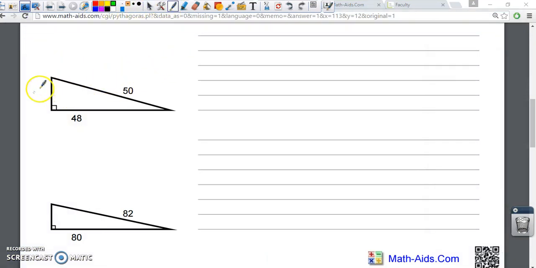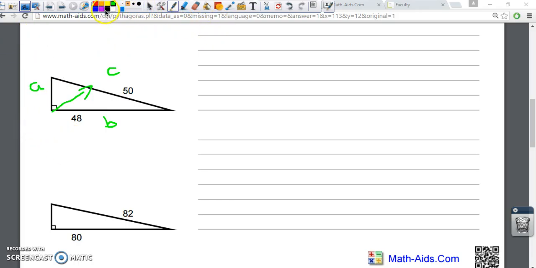Alrighty. So, as you can see, A is missing. I know that this is C because it is diagonal from the right angle, and it's also the longest side. C will always be diagonal from the right angle. It will also be the longest side of the triangle. The bottom of the triangle is going to be the base, and height looks like it's going to be A.